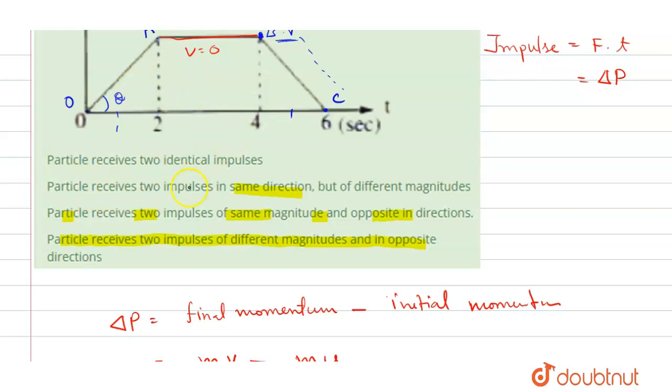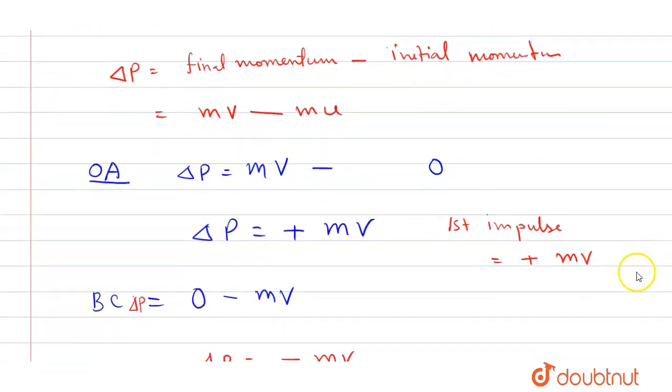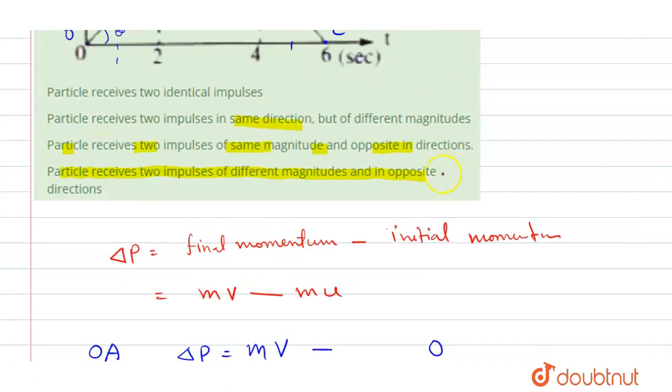Next is particle receives two impulses in same direction. This is also not true. Once first impulse is in the positive direction, due to which the position increases, but due to the second impulse the position decreases rapidly. So the second option is also not correct.